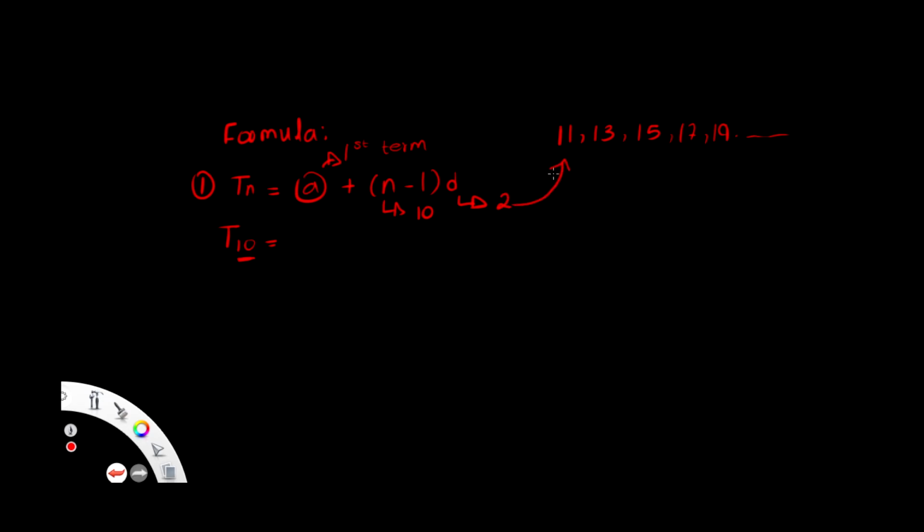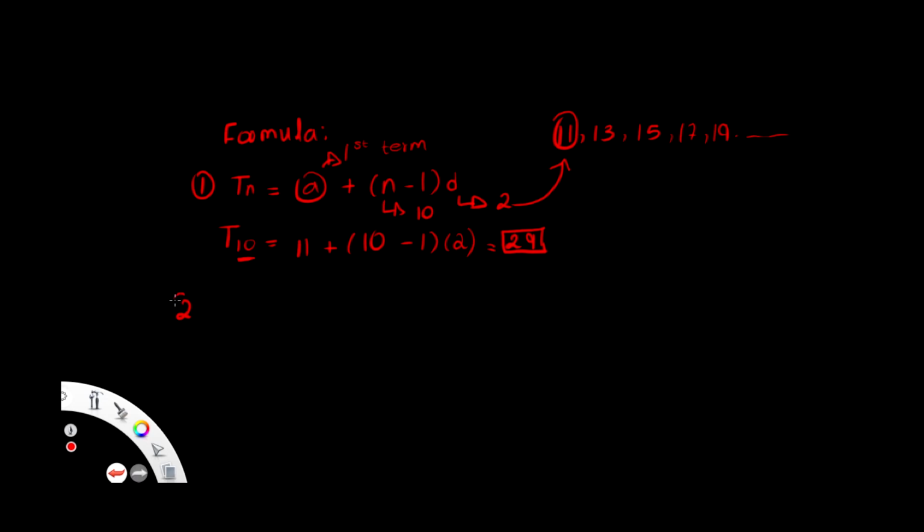So let's simply plug in the values. 11 is the first term. 11 plus 10 minus 1 into 2. So this gives us, I guess, 29. Yes, 29. So 29 is the 10th term of this particular progression.